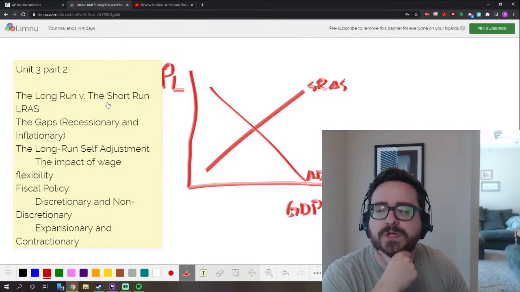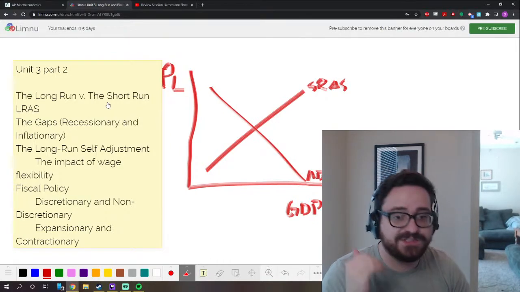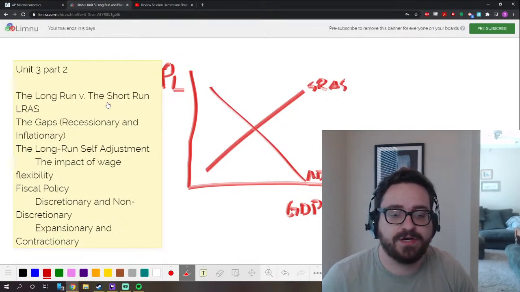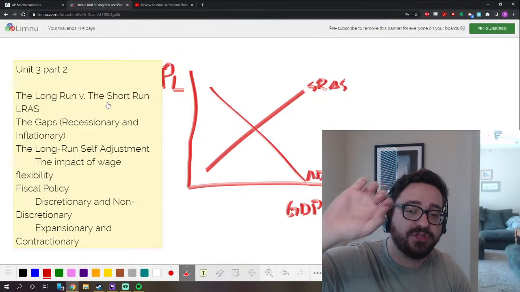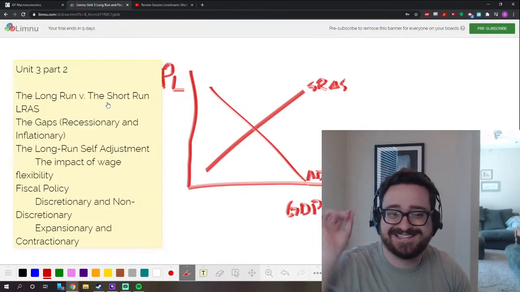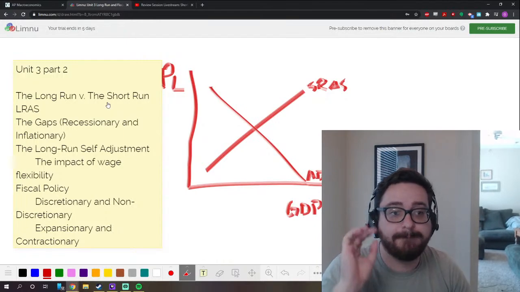So the long run aggregate supply curve is best thought of as your ideal level of production. If you have the certain amount of resources you currently have, and you're using all of them in a sustainable, doable way, you'd be making this amount of the good.